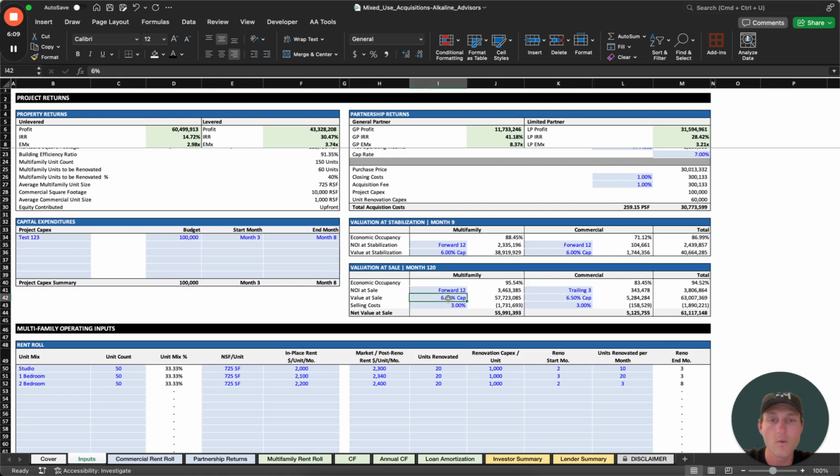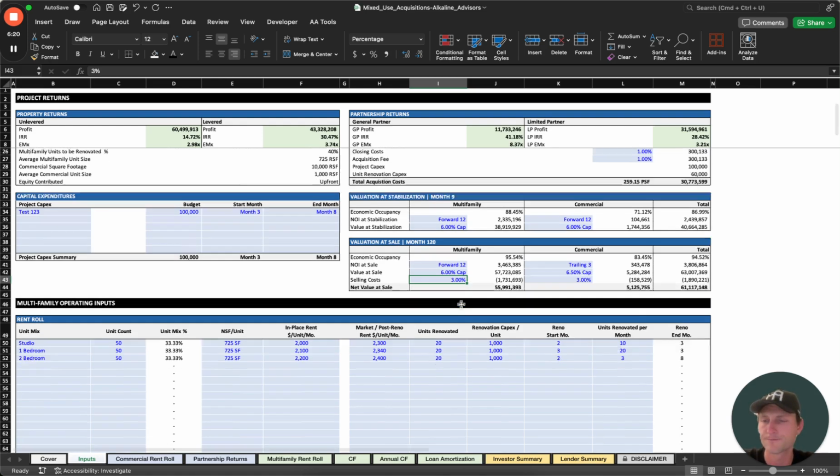And we can say we want to hit the multifamily, let's say with a 6 cap, and the commercial NOI with a 6.5 cap. And then also selling costs. What percent of the value are we going to allocate to selling costs?